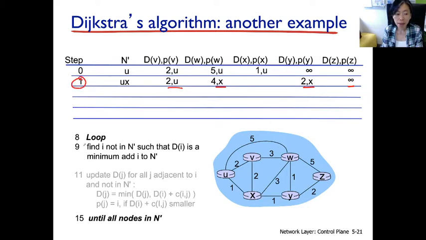And that takes us back to the second iteration of the loop, where we find another i where the D(i) is the minimum.